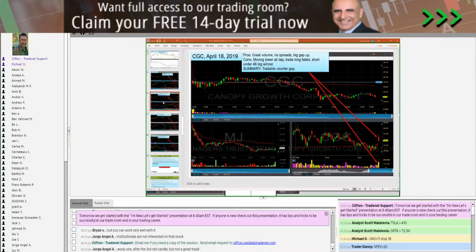Again, the idea here, Jorge, is to find clarity. And is this CGC trade showing clarity? Despite that you can find a trade, it's not showing clarity.